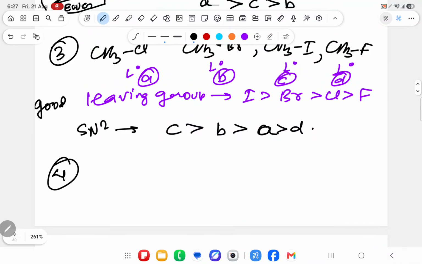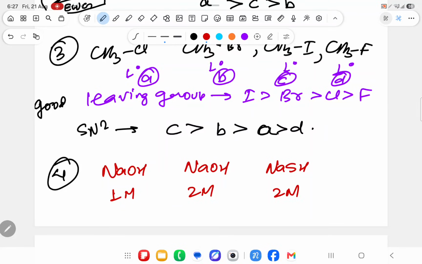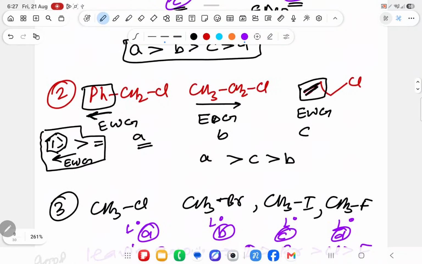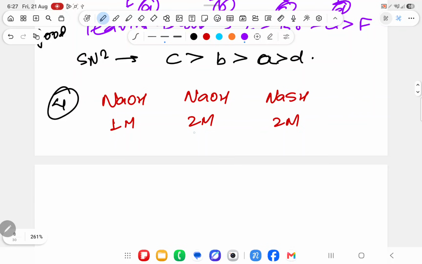Suppose I have taken a fourth example like this: we have NaOH, NaOH, or NaSH. Take one NaSH, suppose. Now I will say it is 1 molarity, it is 2 molarity, and it is also 2 molarity. So first you will say high concentration of nucleophile is required. So over here, which has high concentration? This and this. Now in these two, suppose this is P, this is Q, this is R.